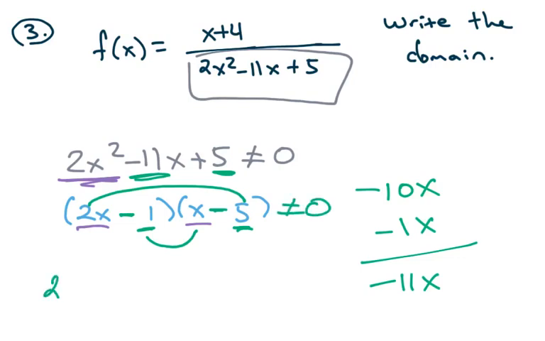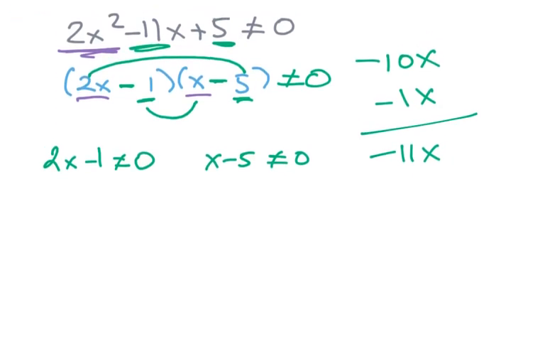So then we can say 2x minus 1 cannot be 0, and x minus 5 cannot be equal to 0. And if you're having any doubts where this is coming from, then that just means you need to go back to 4.8 and review 4.8. That's all I'm really working through.